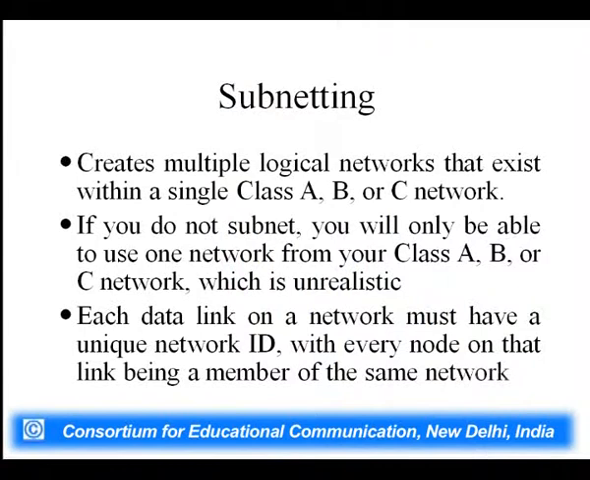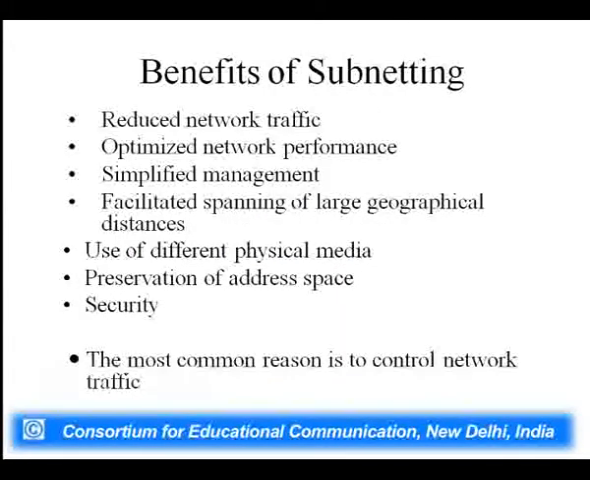Each data link on a network must have a unique network ID, that is what we are assuming, and every node on that link is a member of the same network. What does it mean? Let me explain it. Now look at what are the benefits of this subnetting. Why do we go for subnetting?